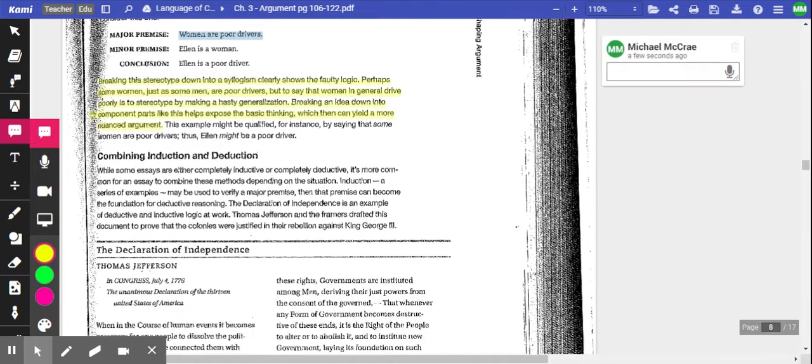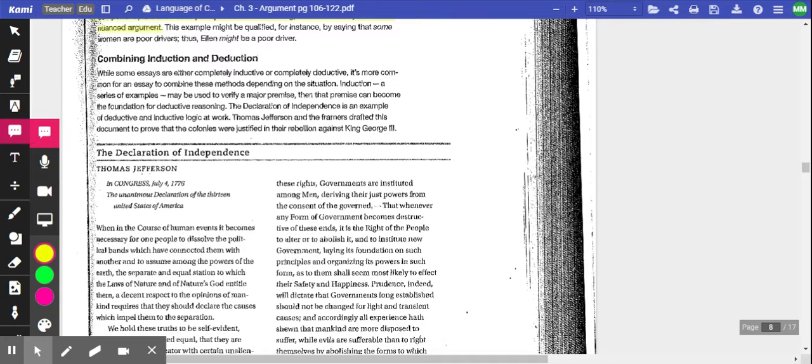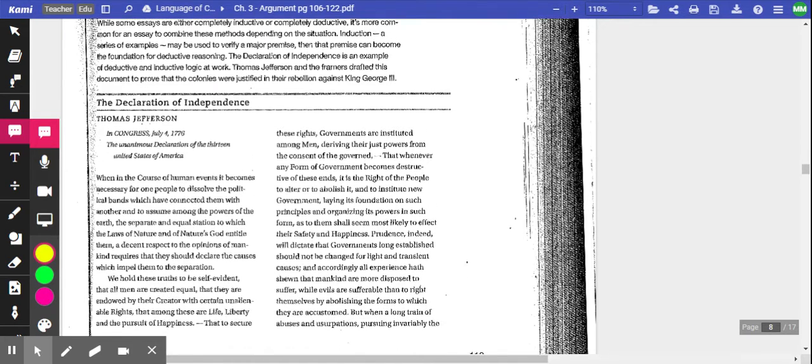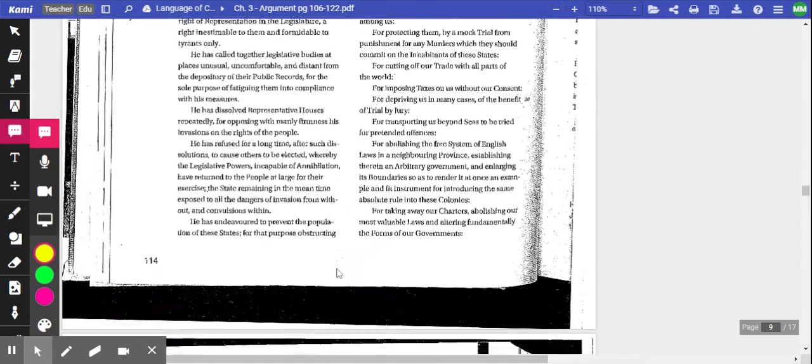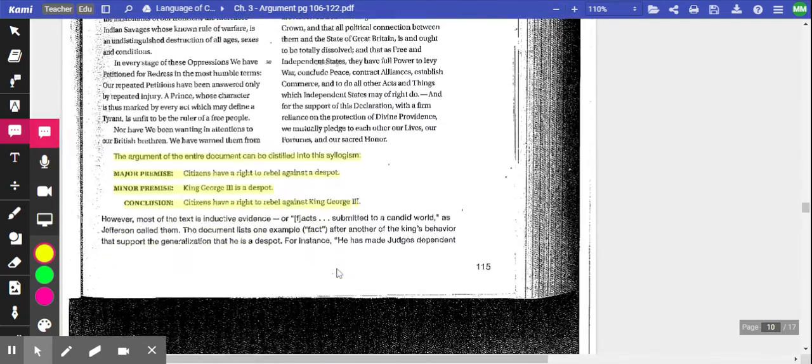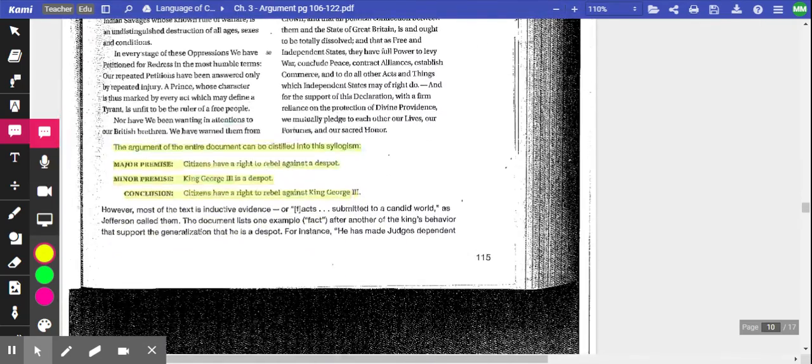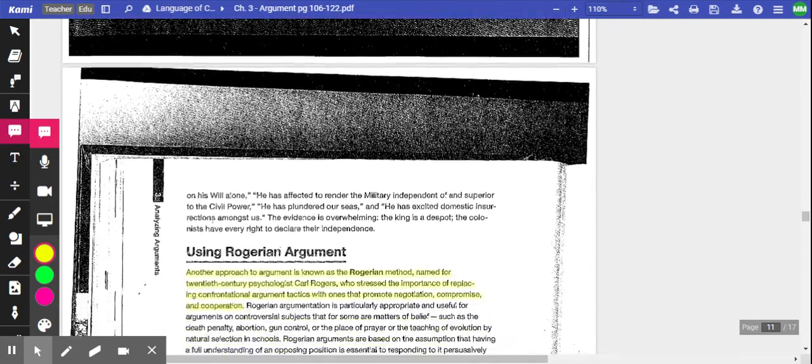Now here, we're going to talk a little bit more about combining induction and deduction in a minute, but hopefully you read through this example and then their explanation down at the bottom here. Okay, they can break it down into this syllogism. The major premise, citizens have a right to rebel against a despot. King George is a despot, therefore the citizens have a right to rebel against him. Okay, but notice that it also uses a bit of induction as well, which is explained here.